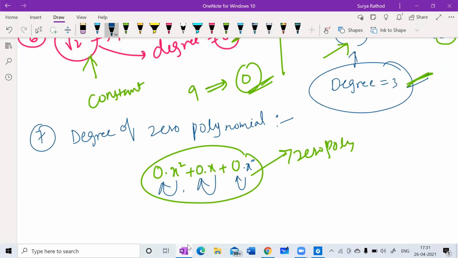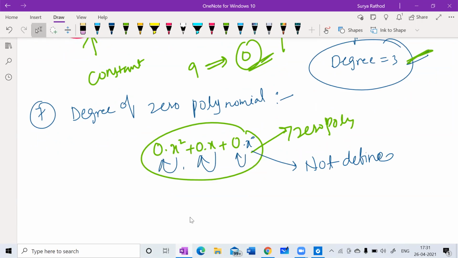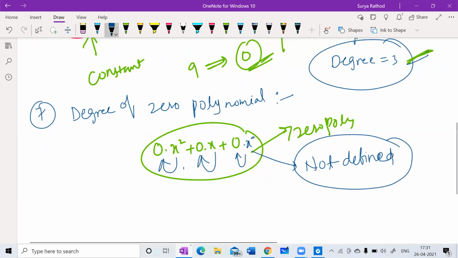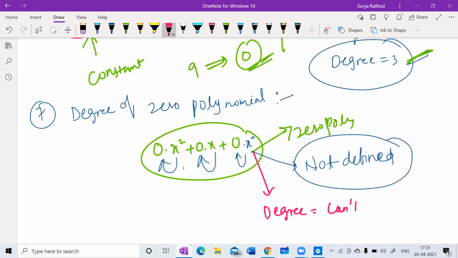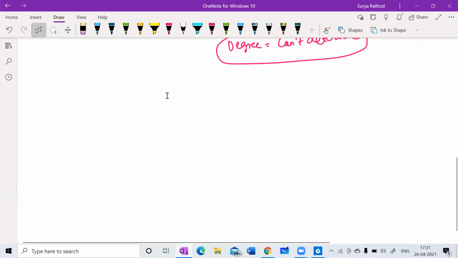So I can now say the degree of the polynomial is not defined. The degree of a zero polynomial is always not defined. You can write that it can't be determined. Degree is equal to can't be determined, or not defined. Are you getting my point? Any doubt? No, sir. Very good.